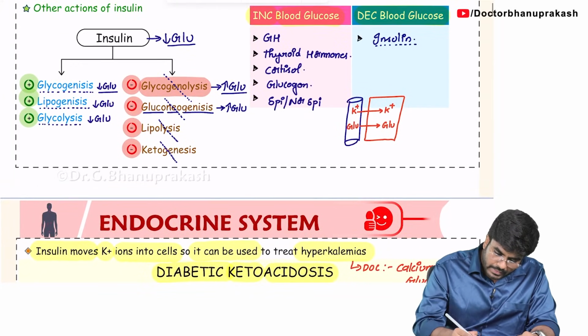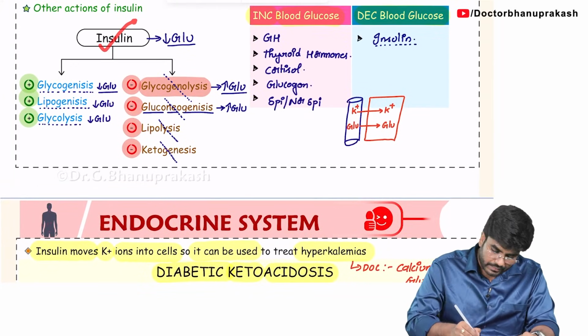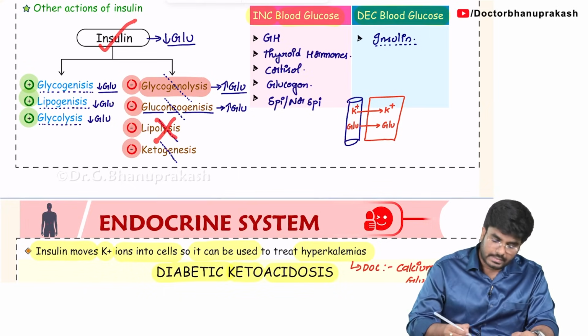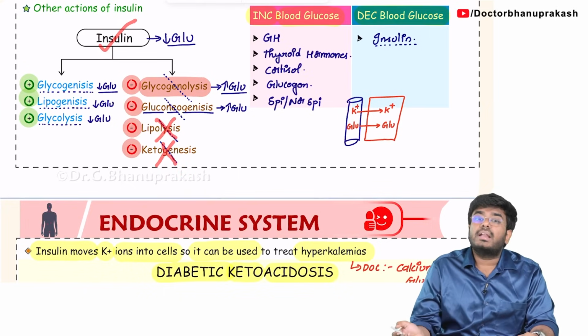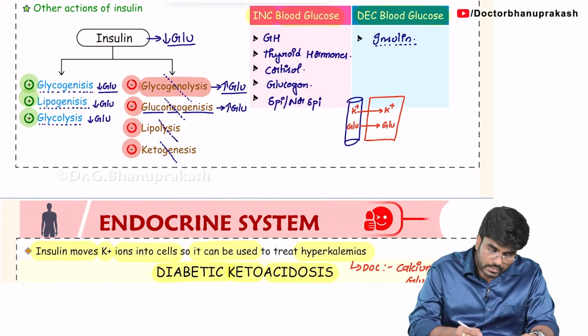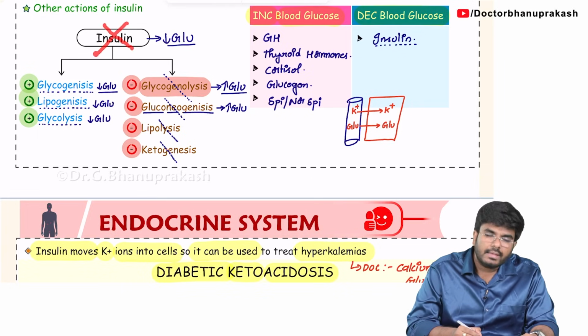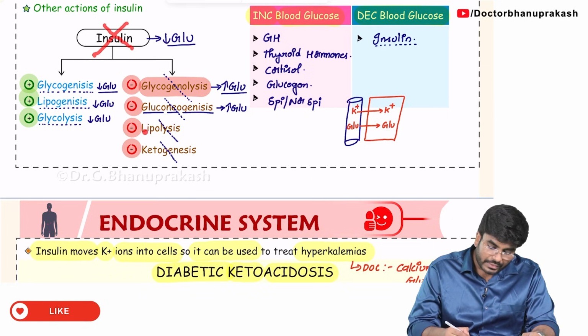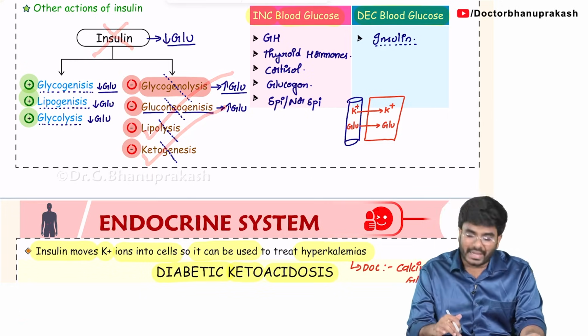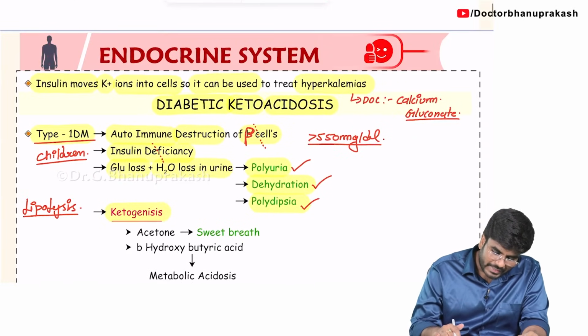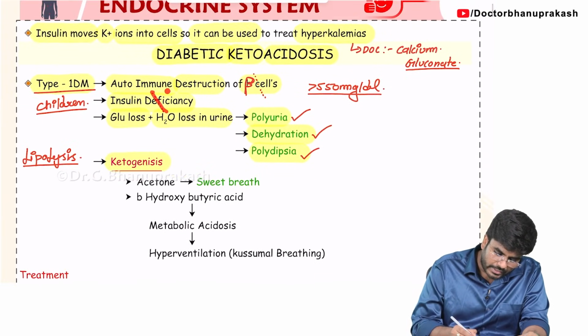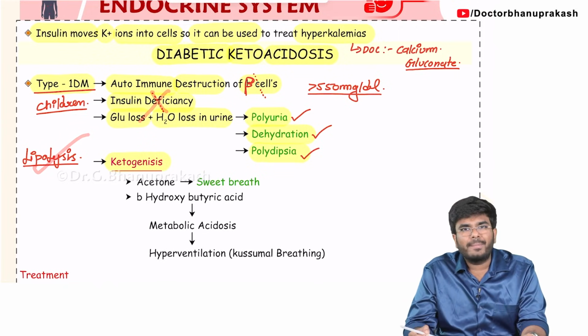Here I have told you, till the time insulin is there in the body, there is no lipolysis, there is no ketogenesis. But right now what happened? There is no insulin in the body, sir. Whenever insulinopenia, insulin deficiency, is there, you can start lipolysis, you can start ketone body production. That is the reason why in diabetic ketoacidosis, as insulin is not there, lipids are getting broken down.